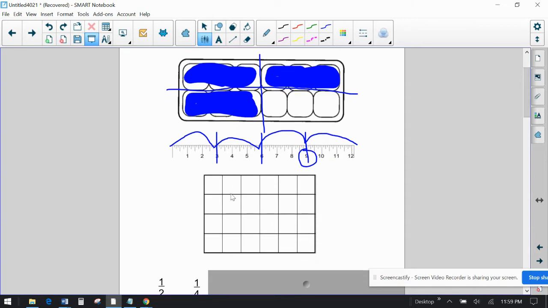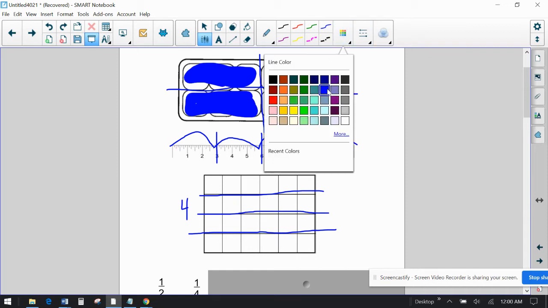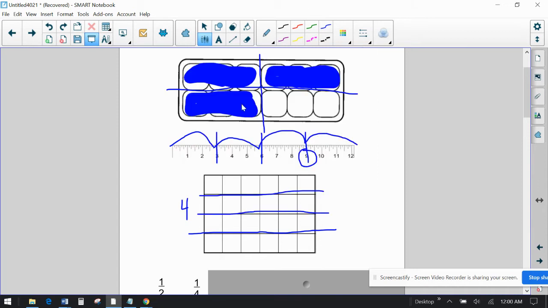And then if we take a look at this array, this is a 4x6 array, 24 equal parts. And if I wanted to show quarters, well, I need to divide this into 4 equal parts. If I look at how many rows there are, it's naturally divided into 4 equal parts because there's 4 rows. So I would just draw lines here separating each one of these rows. And for fourths, 1/4, I would just shade in this whole row.